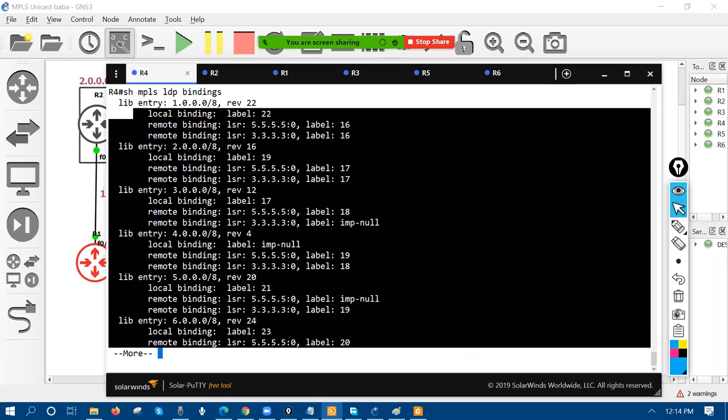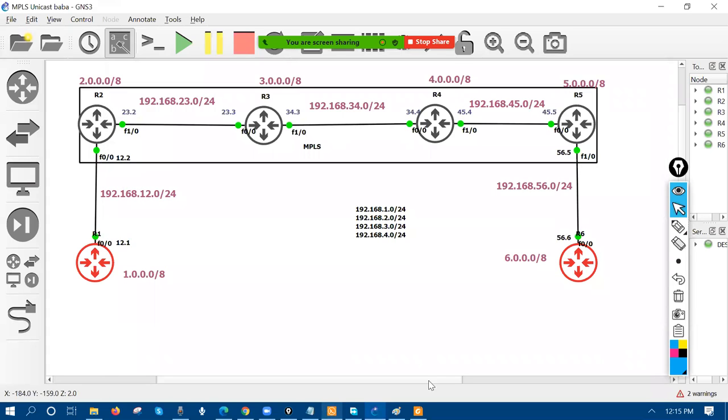So here, where is the backup label? One is saying remote binding. I have a single path, buddy. That's why we don't have a backup. Okay.